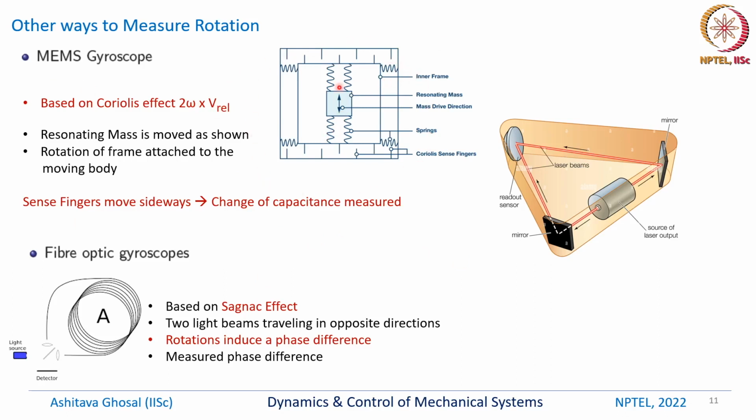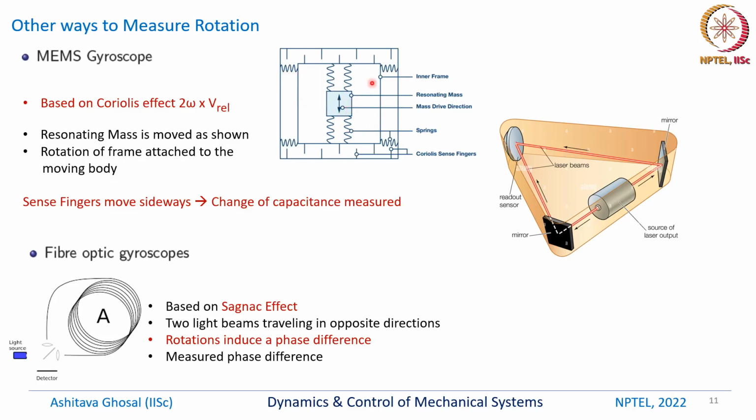We have a fixed body and inside this there is an inner frame, and inside this inner frame there is a mass which is going up and down. This is the motion of this mass, and this mass is supported on springs in this way, and this inner frame is also supported on springs in this direction. As you can see, let's call it the x direction and this is the y direction.